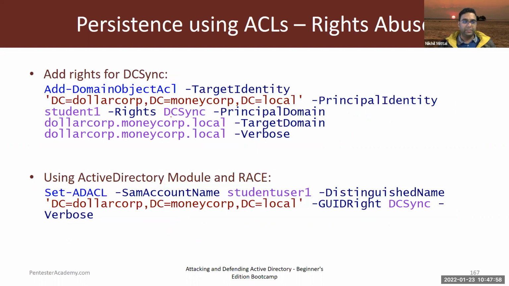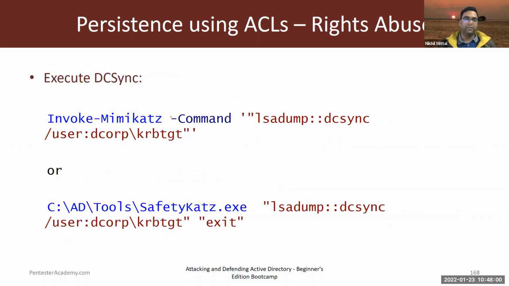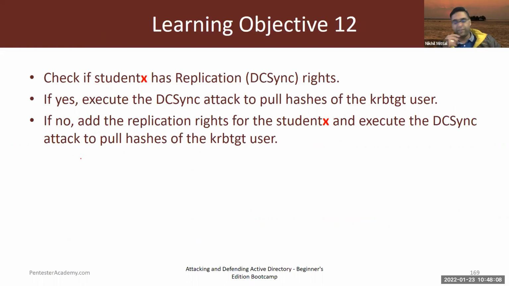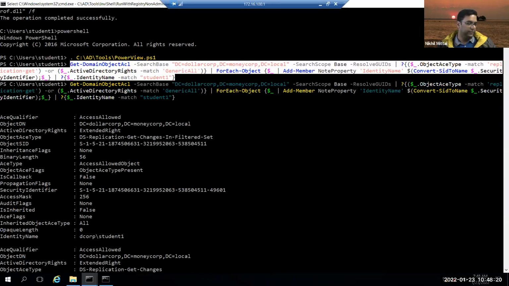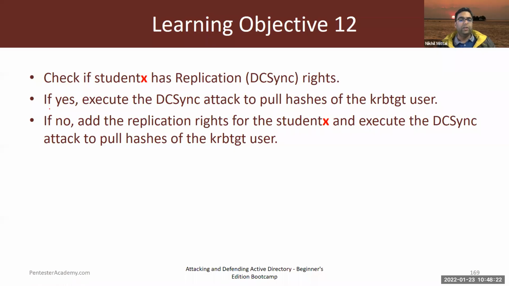So this is what we did to add DCSync rights. And then we can simply go ahead, as we saw, and run the DCSync attack. And this is in fact our learning objective 12. Check if studentx, that is our student user, has replication rights. We checked that, and before we set it up, we had no such rights. If we have the rights, then execute the DCSync attack. If not, then add the replication rights for studentx using our domain admin privileges.